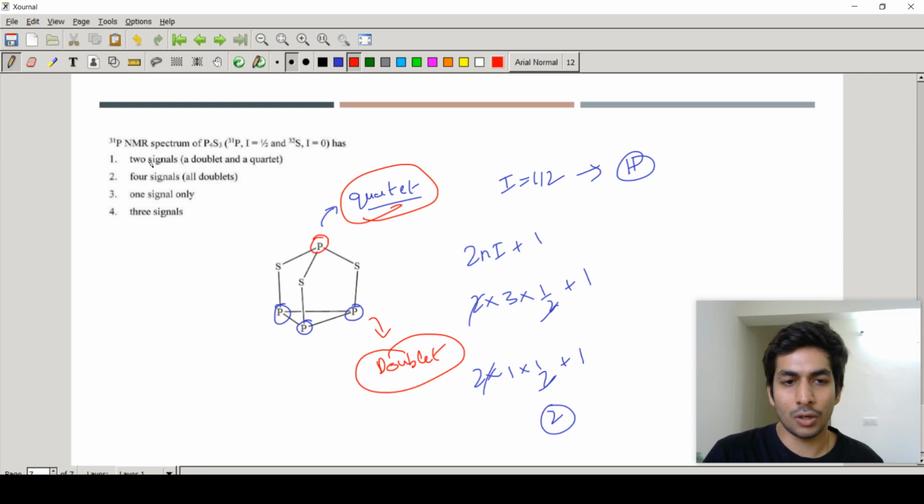So if you look at all the options, option number 1 makes the most sense. We'll get 2 signals, one for this phosphorus in red and one for these 3 phosphorus in blue, and the signals will be a doublet and a quartet.